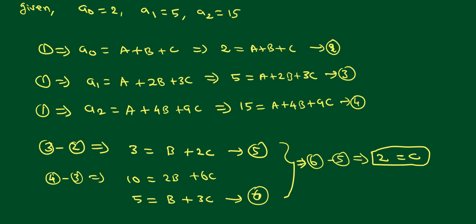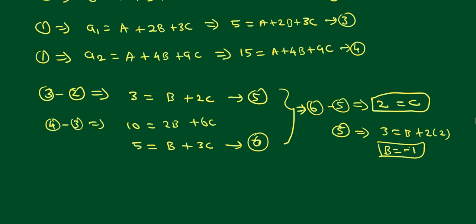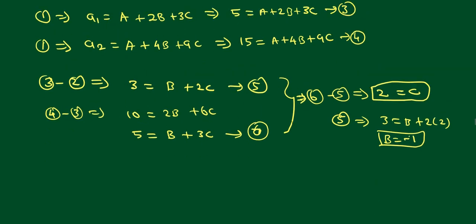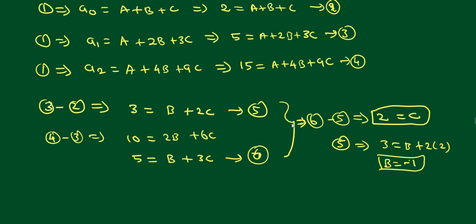So if you are substituting that in equation 5, you are getting 3 is equal to B plus 2 into 2. So that is 4. 4 comes to this side, so you are getting B equal to minus 1. I found out the C value and also the B value. I want to conclude the A value. That's why I am taking equation 2. Note it, equation 2 is here.